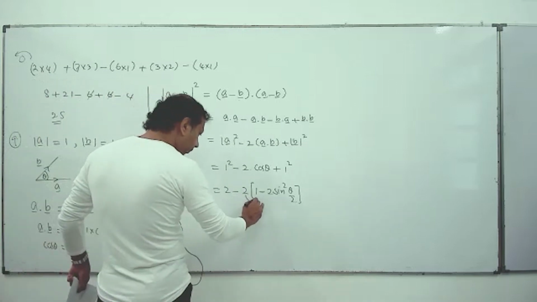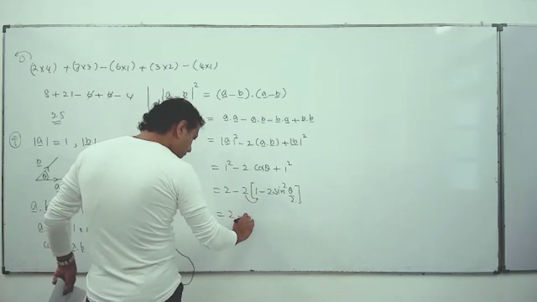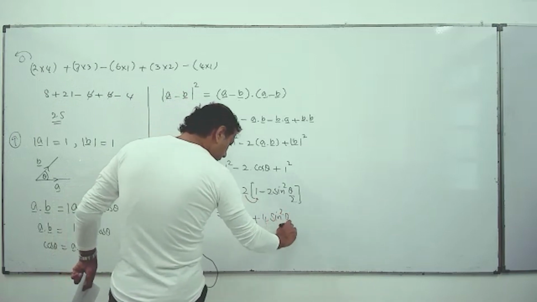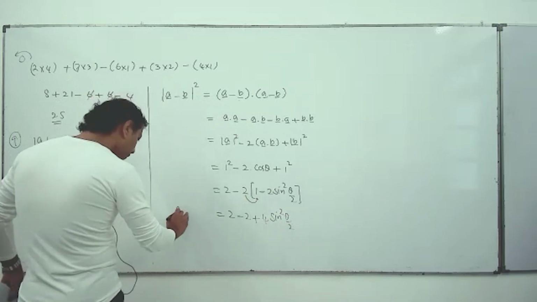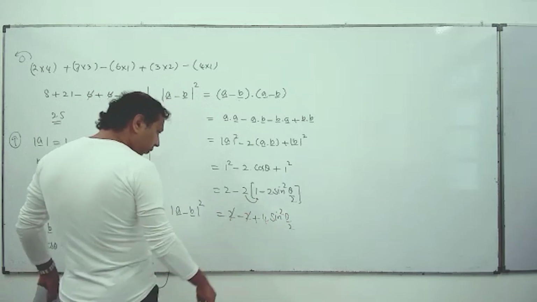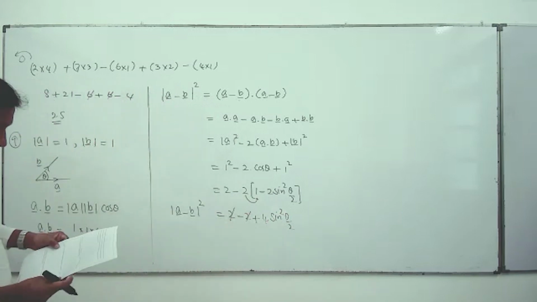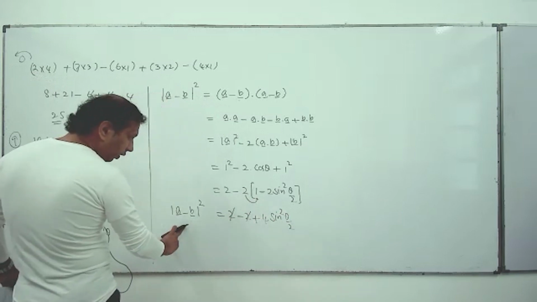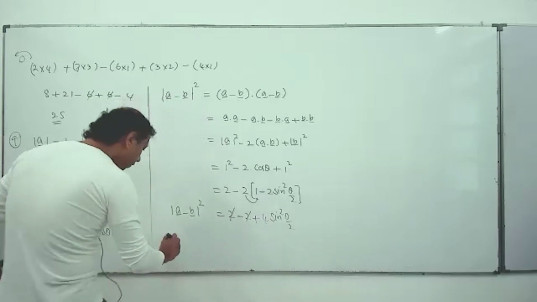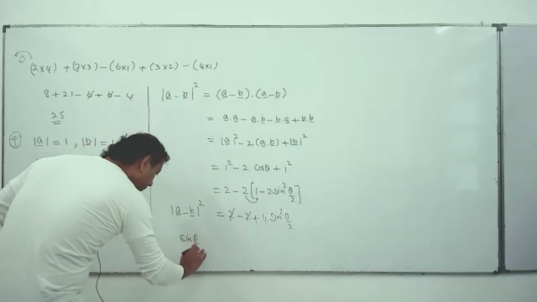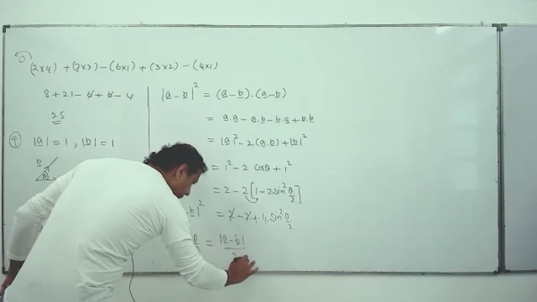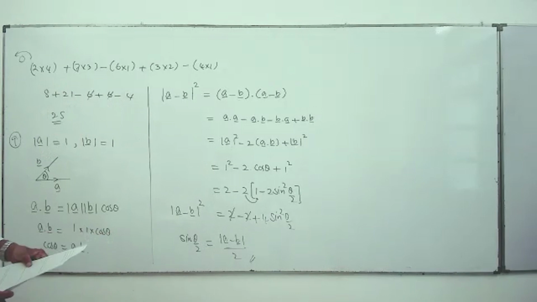Now do the bracket here. 2 minus 2, minus minus plus 4 sin squared theta by 2. This side we get mod A minus B, a perfect square. This you can cancel down, no? Then bring that 4 to the left hand side and take the root. Then we get sin theta by 2 equals mod A minus B by 2. Correct, no?